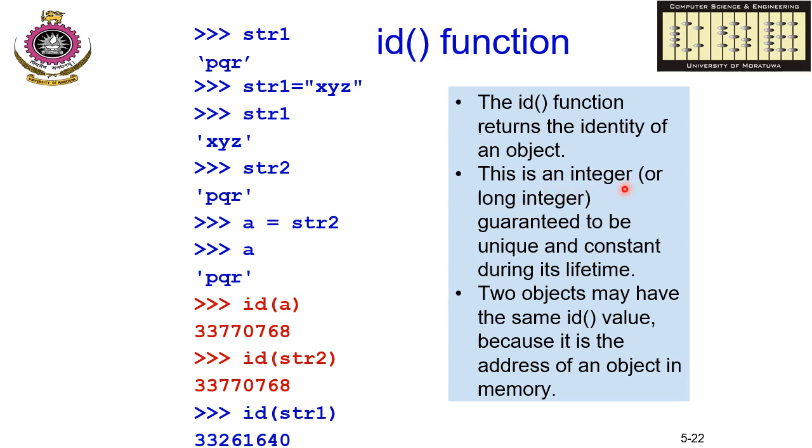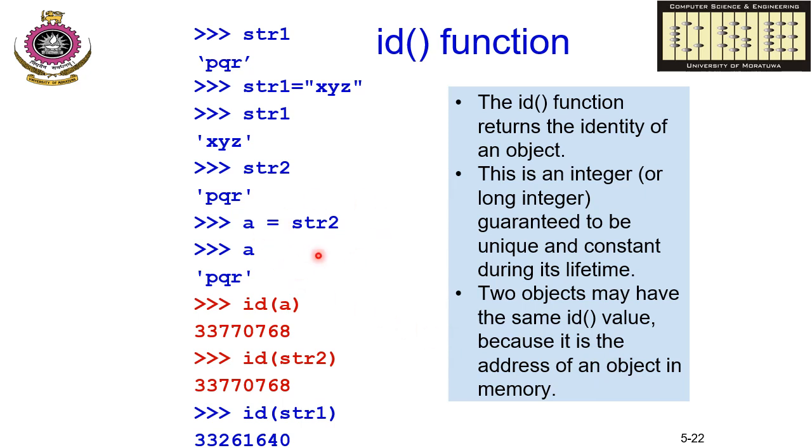The identity of the object is an integer or a long integer, guaranteed to be unique and constant during its lifetime. As long as the object is live, that ID will be available. However, two objects may have the same ID if they are referencing the same object, because it is the address of an object in memory.